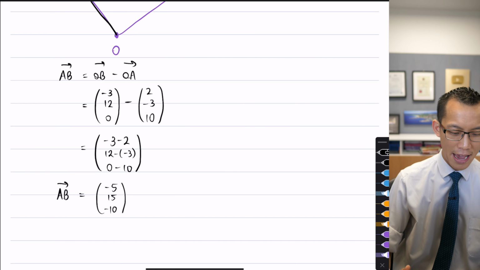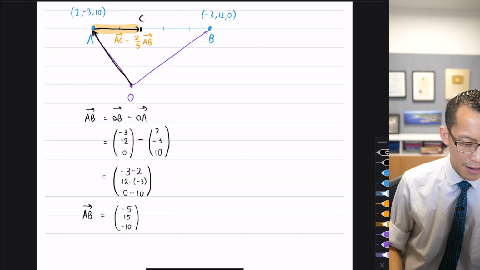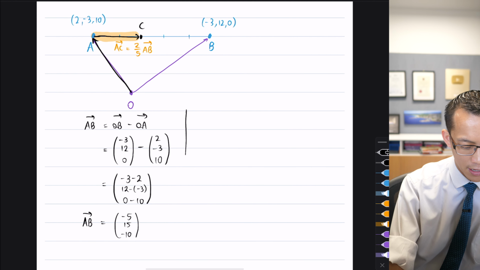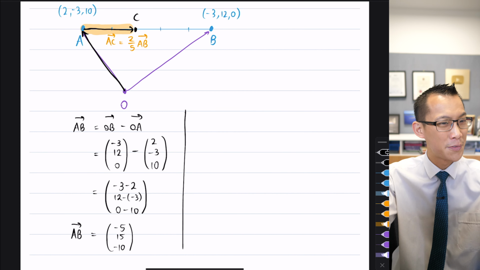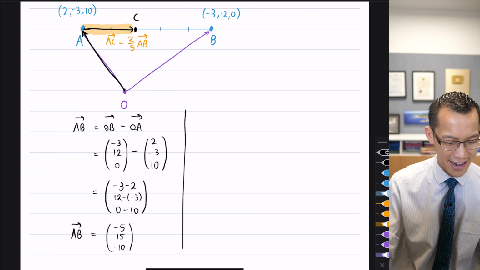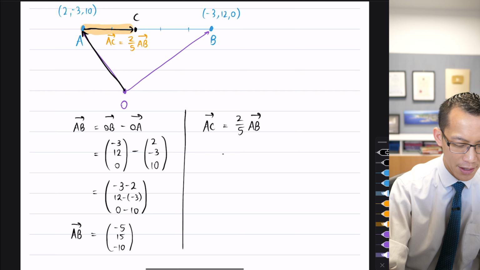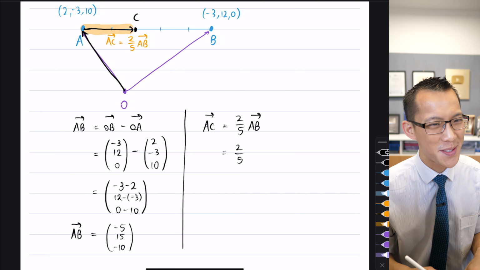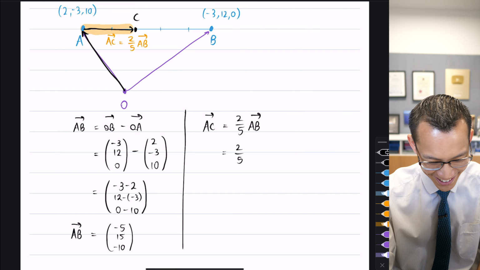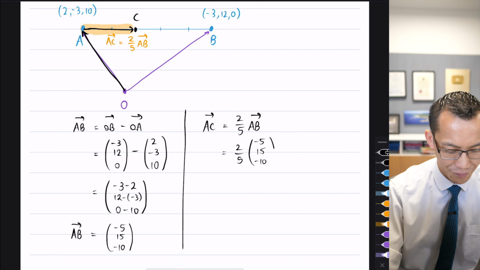Now remember, what am I doing with this AB? Well, I'm multiplying it by an appropriate scalar, namely 2/5, in order to get AC. Now, I would normally not do this in my book, but because I want you to see my diagram at the same time, I'm just going to draw some columns here, so please forgive me. I've got some space on the right-hand side. So AC, we said that's 2/5 of AB, and oh look, isn't that convenient? The vector that we just worked out for AB, they're all multiples of 5. It's almost like this question was designed for this. So I am going to put it in here, negative 5, 15, negative 10.